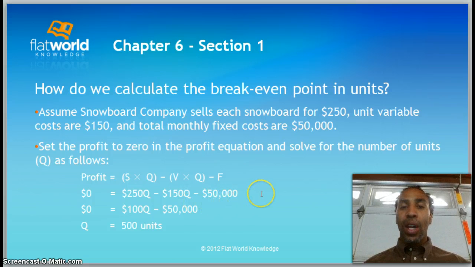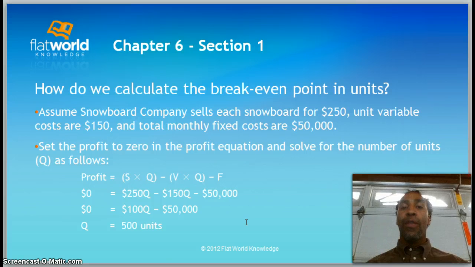So we don't know what Q is yet, but we're just solving for it. But we do know 250Q minus 150Q is 100Q, so we can do that math, minus 50,000. Well, if you have a negative 50,000 on this side, and you should know this from prior math classes, you want to put it on this side, and then it becomes a positive. So now you have 100Q on this side, and a positive 50,000 on this side. So what's 50,000 divided by 100? It is 500 units. So they need to produce 500 snowboards in order to break even and make no money.